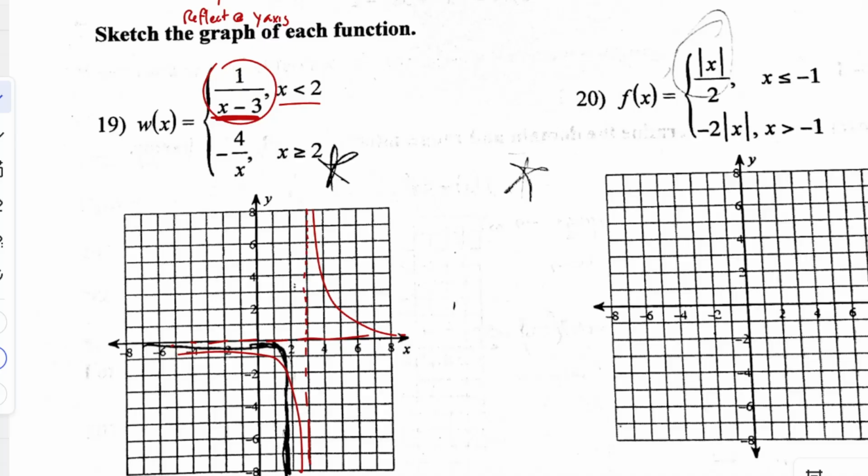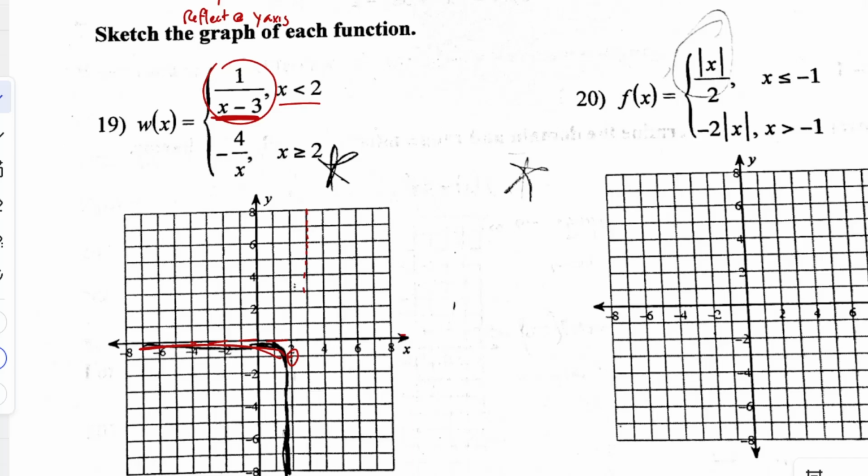But this one only applies to the left of 2, so I'm going to erase all this part. It's just going to stop right here. I guess I'm going to have to plug in the actual number 2. Let's see, 1 over -1. So it's actually at 2, it goes to -1. So right there, and it should be an open dot. So I'm just going to keep this part of the graph.